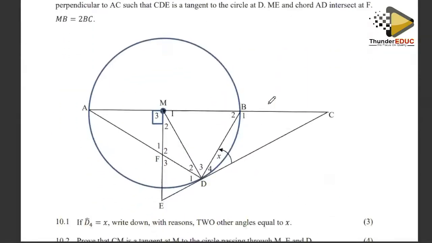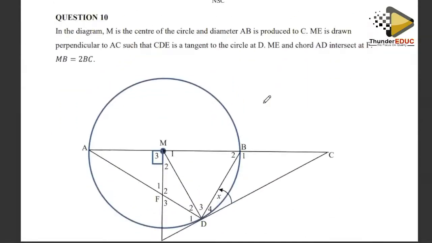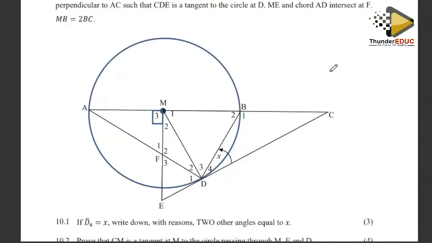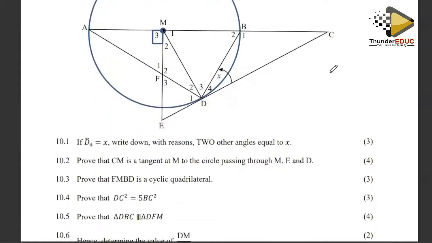Okay, question number 10, which is the last one. We get out of here. Okay, they're telling us that in a diagram, M is the center of the circle, and the diameter AB is produced to C. M is drawn perpendicular to AC, and then that is a tangent. Then, if that is a chord intersecting that, MB is twice BC. If D4 is X, they want two other angles that are equal to X.